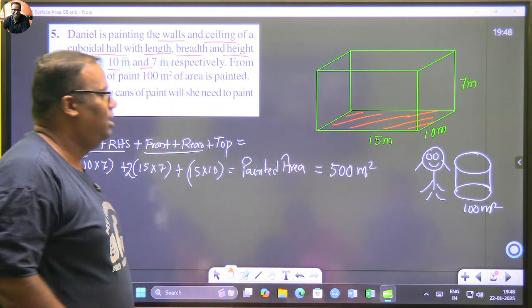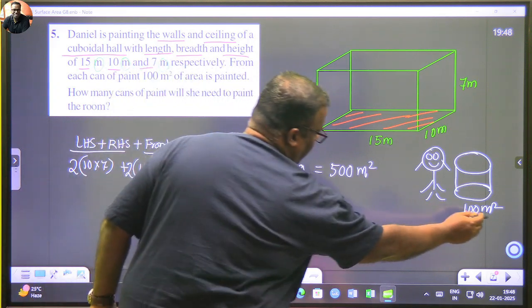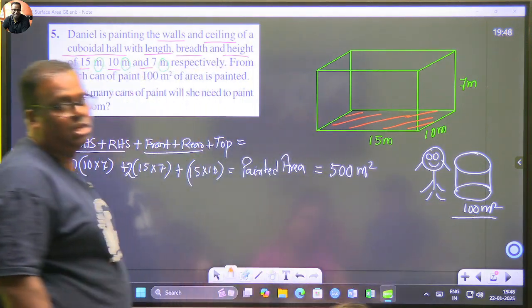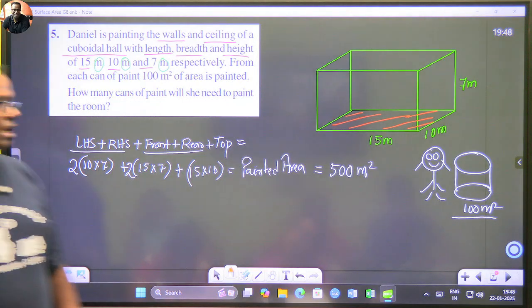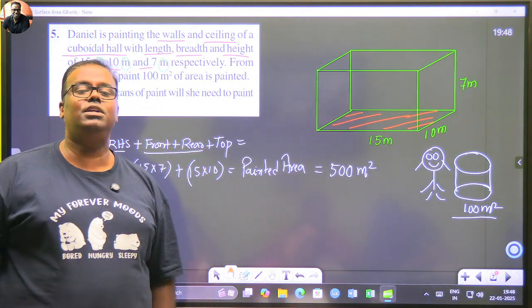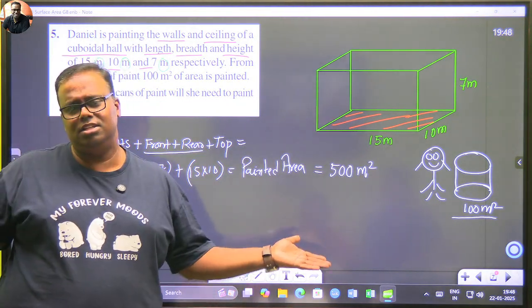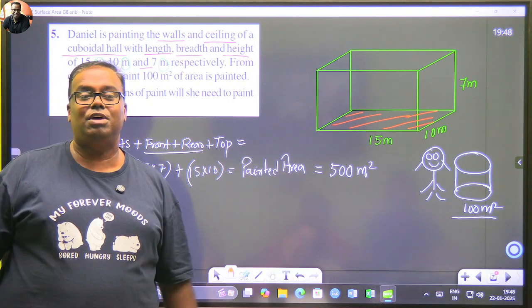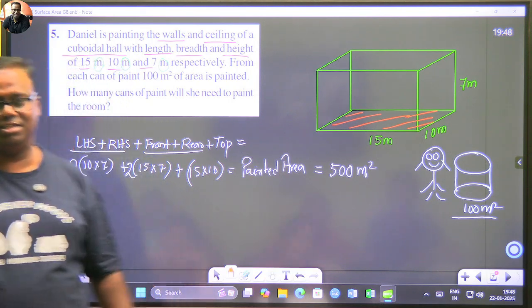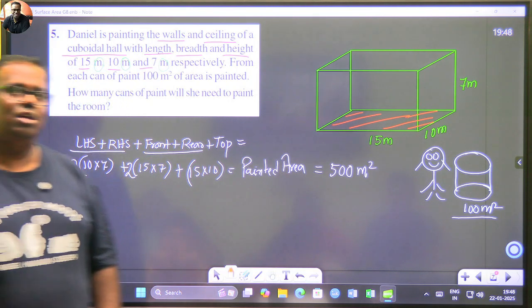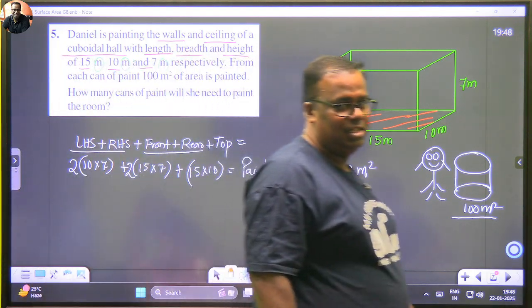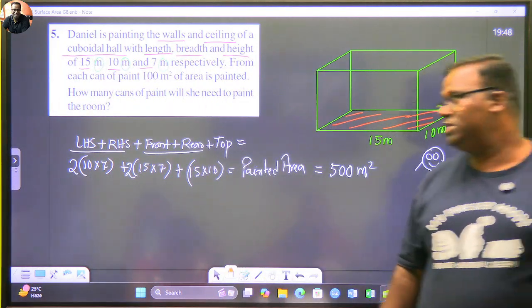हाँ तो so each can is used to paint how much? 100 meters square. Daniel has to paint how much? 500 meters square. So how many cans does she need? 500 by 100, which is equal to 5 cans. समझ में आया? Did all of you understand? Yes.